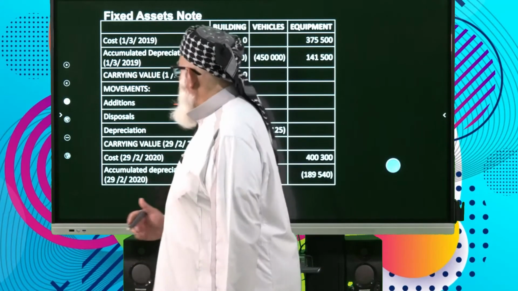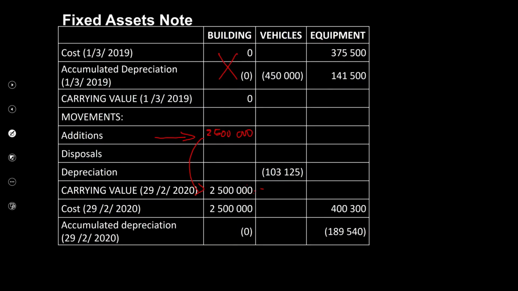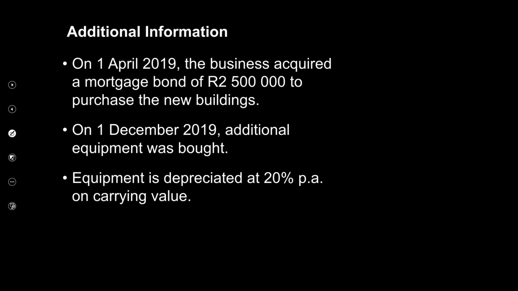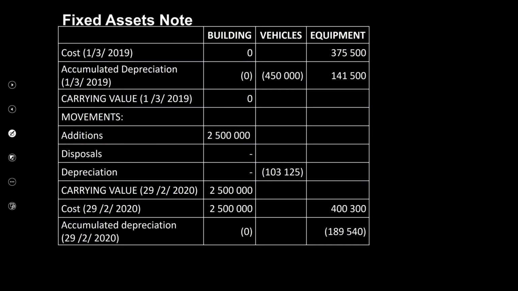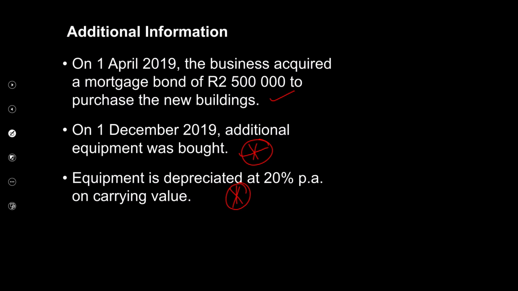Let's go on to the next one, which is our vehicles. They're telling you that in terms of the additional information, that one we've done. December, additional equipment was bought. We'll come back to that one, let's just keep it aside. And that's the method of depreciation for your equipment. Okay, now let's look at the equipment. Let's in fact do the equipment. We're saying here on the 31st of December 2019, additional equipment was bought.